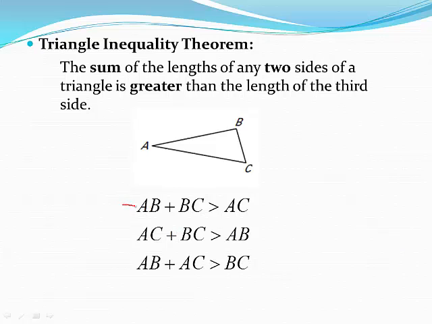So for example, this first one here, I take AB plus BC. That always has to be greater than AC. And all of these have to hold true. If they do not hold true, that means automatically you can't create a triangle. So the sum of any two sides in a triangle, you add them together, they have to be greater than the third side.